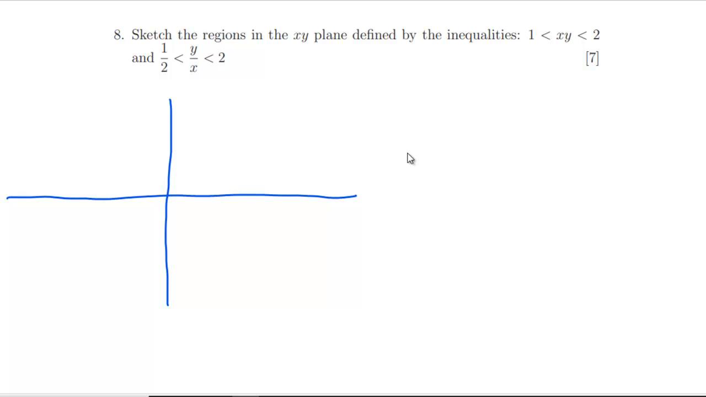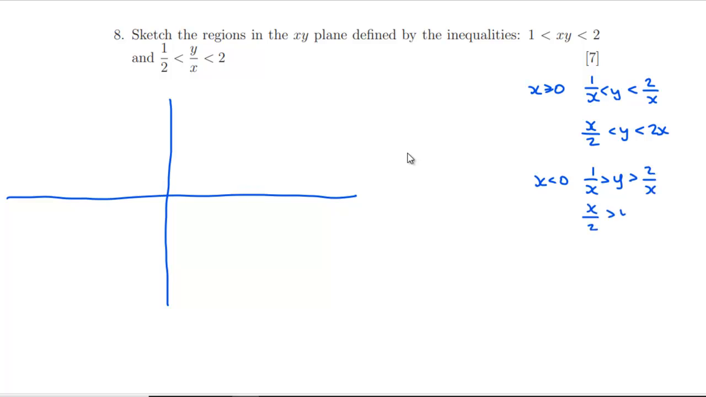So for x greater than or equal to 0, we can just divide through and multiply through by these x's. So we've got y has to be between 2 over x and 1 over x. That's one of them. And then we've got x over 2 and 2x. Okay. And then when x is less than 0, we're just changing all the inequality signs around, so they go the other way round. X over 2, y and 2x. So we've got 4 graphs that we need to draw out here.